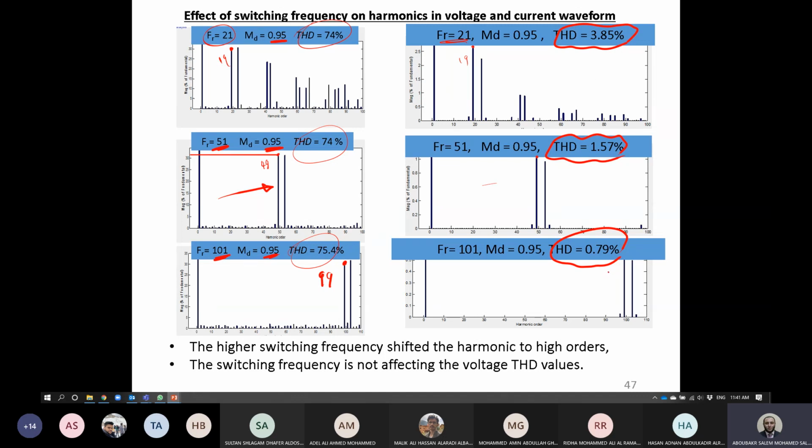Is it clear, Shabab? Is the concept clear now for the sinusoidal pulse width modulation? Any question? Right, good.